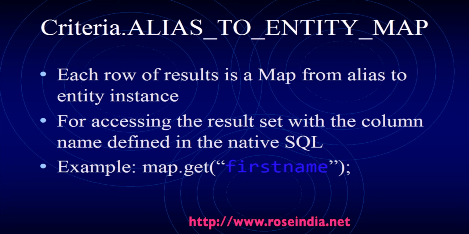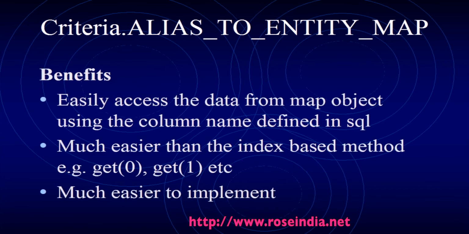As I explained, if you have created a native SQL, then you can access the value with the name of the field defined in the SQL statement. To access the data, you can use map.get and then the field name, for example first name. The benefit is that you can easily access the data from the map object using the column name defined in SQL, and it is much easier than index based methods, for example get 0, get 1, etc.